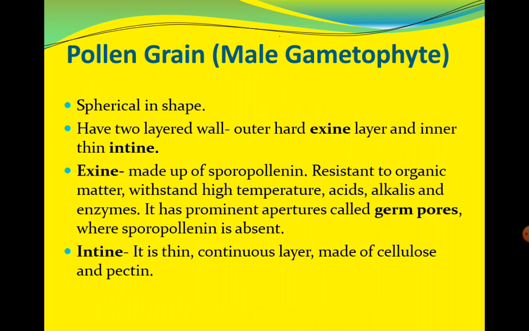Right now we have no enzyme that can degrade sporopollenin. It has prominent apertures called germ pores where sporopollenin is absent. Okay, so the germination process or sprouting process occurs with the help of germ pores. Intine is a thin continuous layer and made up of cellulose and pectin.